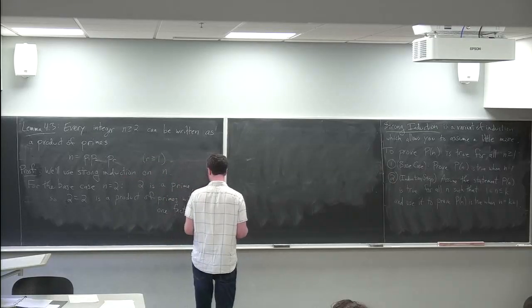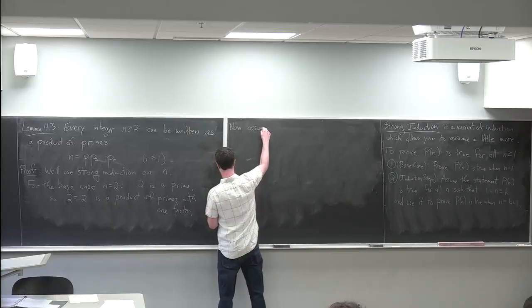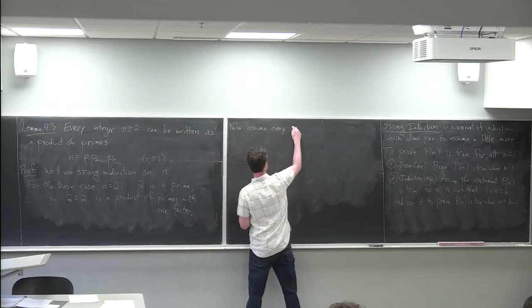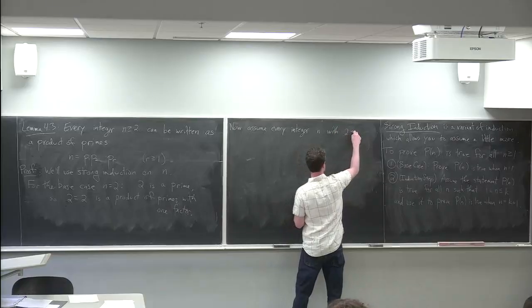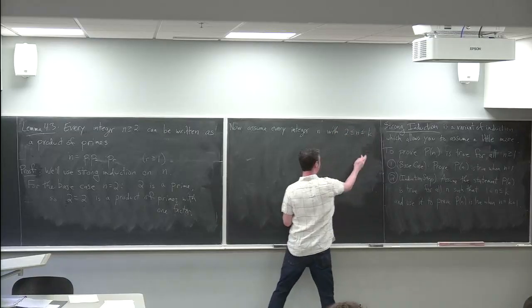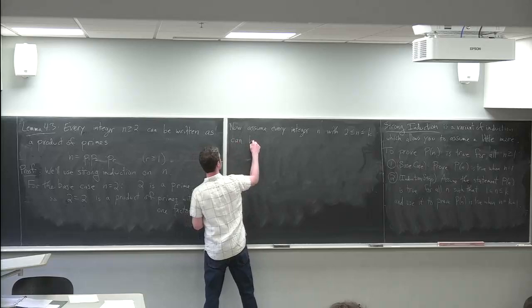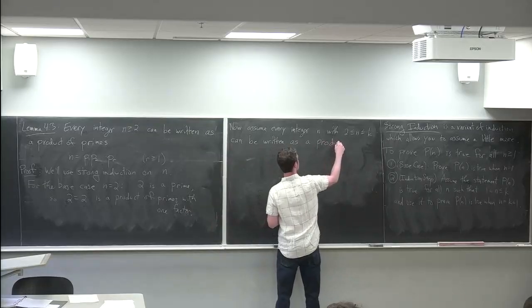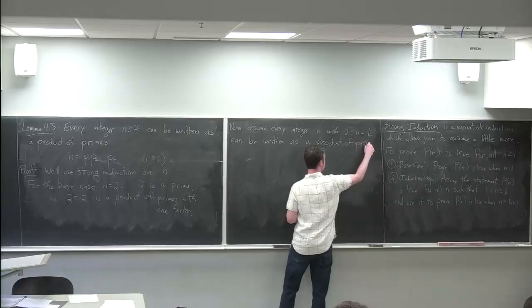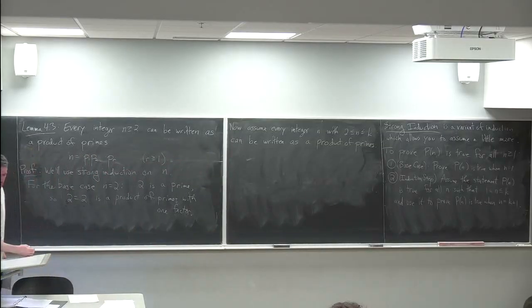So what we're going to do is we're going to assume that every integer n, which satisfies that it's between the base case and a certain k, can be written as a product of primes. So this is our induction hypothesis. So we're not just assuming that k can be written as a product of primes. We're assuming k and everything before it can be written as a product of primes. So it's a stronger hypothesis.